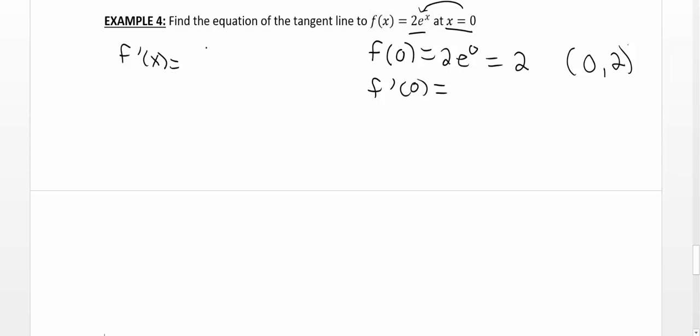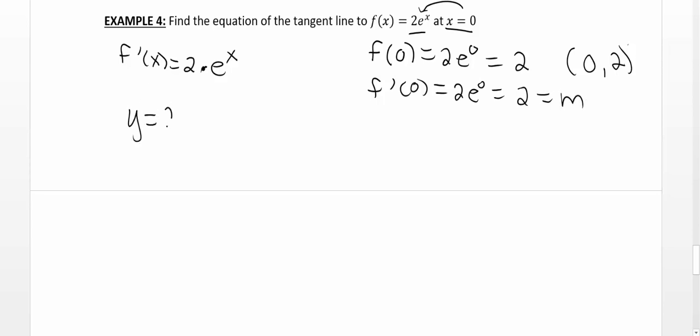So our function here is 2e to the x. The constant multiple rule says the 2 is going to multiply the derivative of e to the x, but the derivative of e to the x is e to the x. So again, we're going to have 2e to the 0, which is 2. That's the slope of our tangent line.